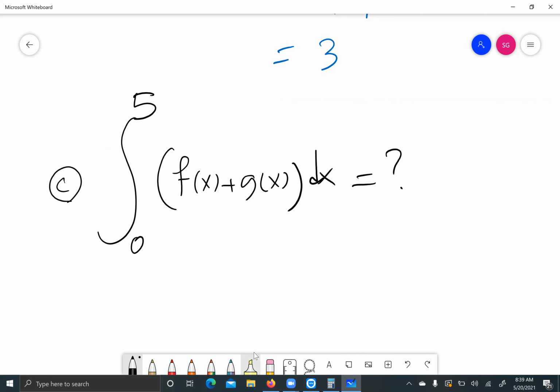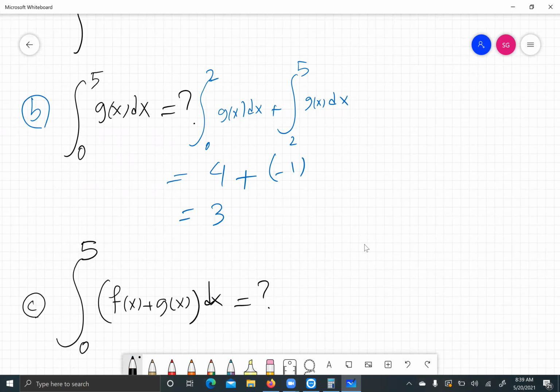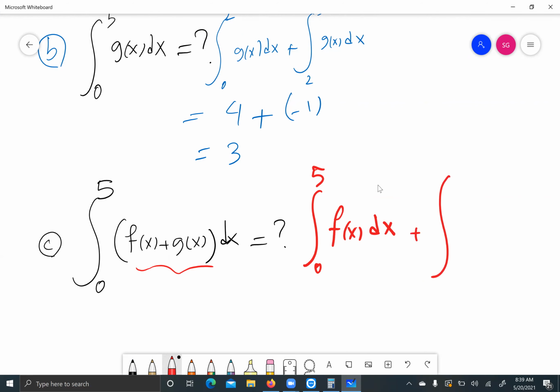Okay, let's see. We just evaluated the integral of g from 0 to 5. So we know the property that this is the same as the integral of f. It's a summation. This is the sum rule, right? So we can take the derivative of f from 0 to 5, no, sorry, not the derivative, the integral, and then add it to the integral of g from 0 to 5. So over the same interval.